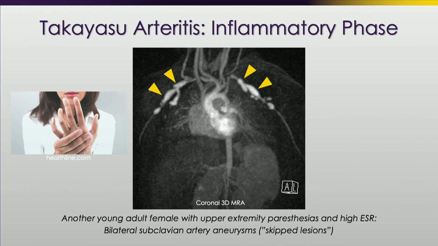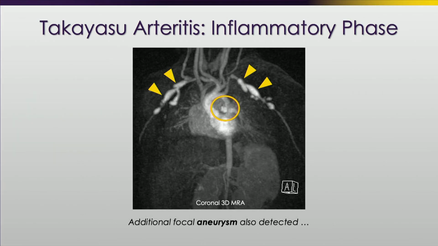Here is another young adult female. She presented with upper extremity paresthesias and a high SED rate. This beautiful MRA shows multiple bilateral subclavian artery aneurysms in a skipped lesion pattern. Someone wasn't entirely distracted by those beautiful findings because, in addition, a focal aneurysm was detected in the middle of the chest.